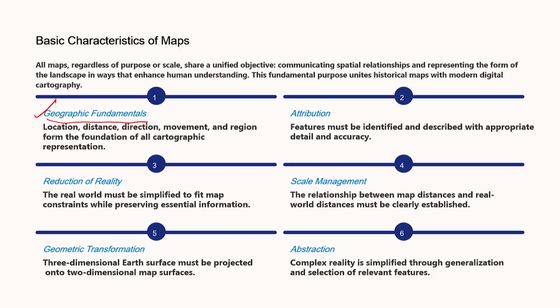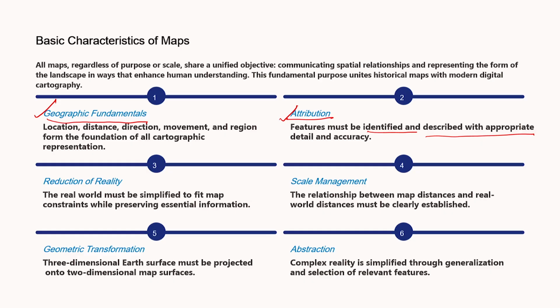Point, line, area, and everything will be represented using these elements. So, the basic concepts are, first, location. How will you do it? Using geographic coordinates. Number 2 is attribution. Features must be identified and described with appropriate detail and accuracy.